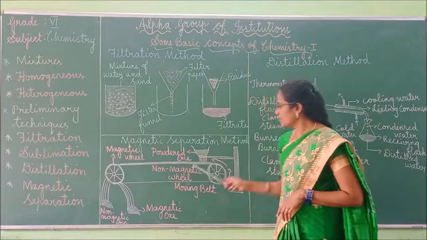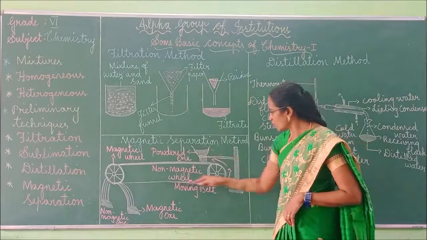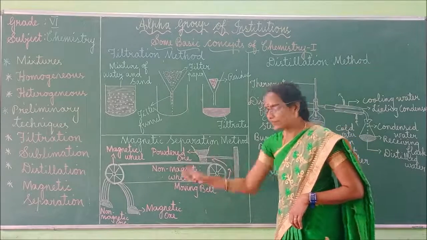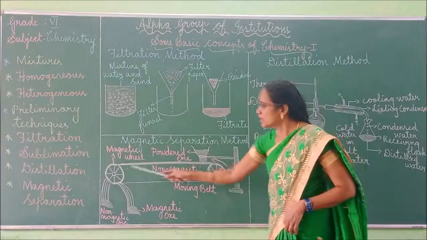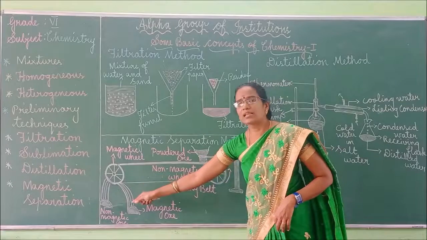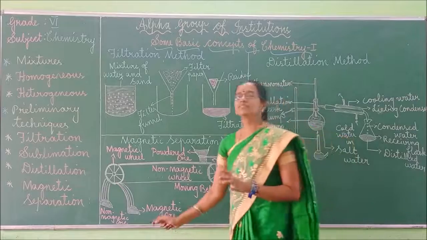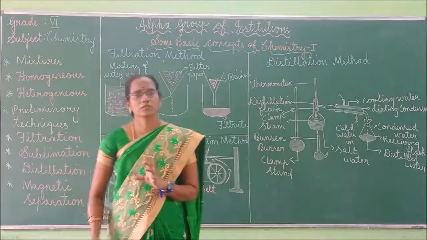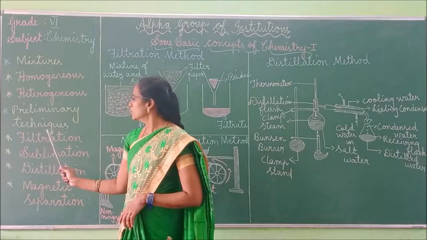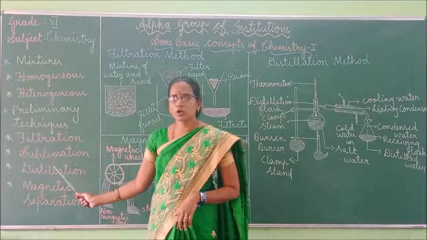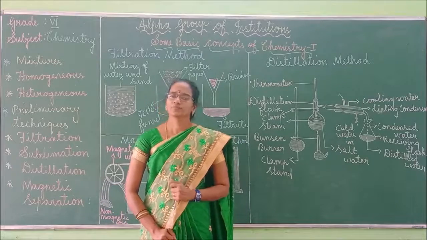So this is the conveyor belt. Through this way we have to pour the powdered ore. This is the moving belt, so continuously it will move, and two wheels are there. This is the stand to fix this wheel. This wheel is magnetic, so it collects the magnetic particles separately and non-magnetic particles separately. This method is mainly used to separate the iron fillings. Got it, children? Do you know the filtration method, sublimation process, distillation process and magnetic separation process? Good.